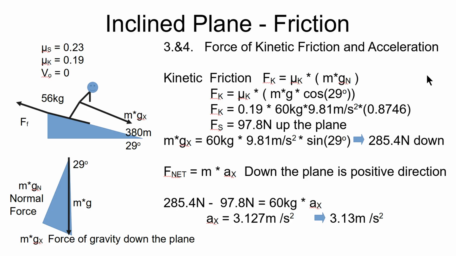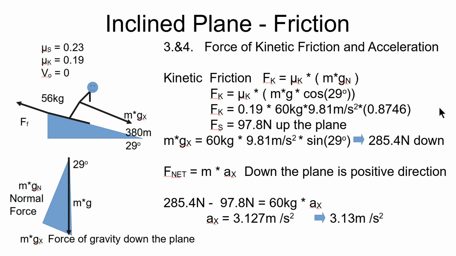We have a different coefficient, 0.19 instead of the previous number. And we get... I'm sorry here. This should be F sub k. F sub k. I'll try to blot that out. The kinetic friction is now 97.8 newtons up the plane.